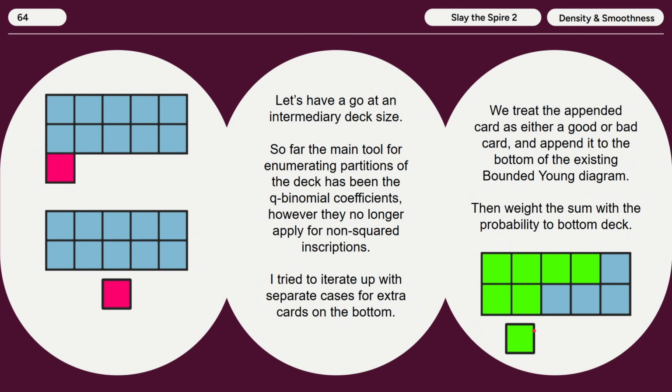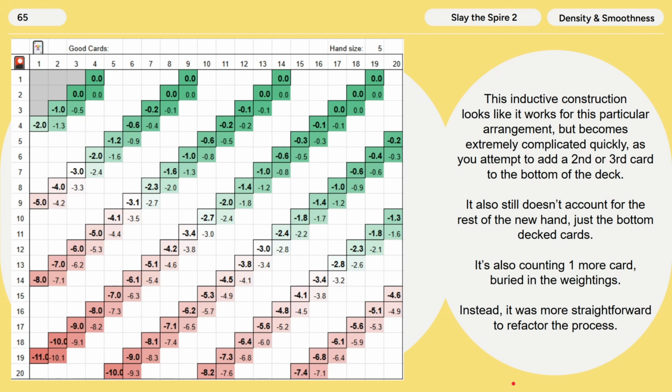I treated the appended card as either good or bad and appended it to the bottom of a bounded Young diagram. And then I would weight the sum to the probability of bottom decking that particular card. That did let me get a bit of an inductive thing going. However, it couldn't fill out all spaces because there were lots of arrangements where I couldn't induct because there wasn't a term to induct from.